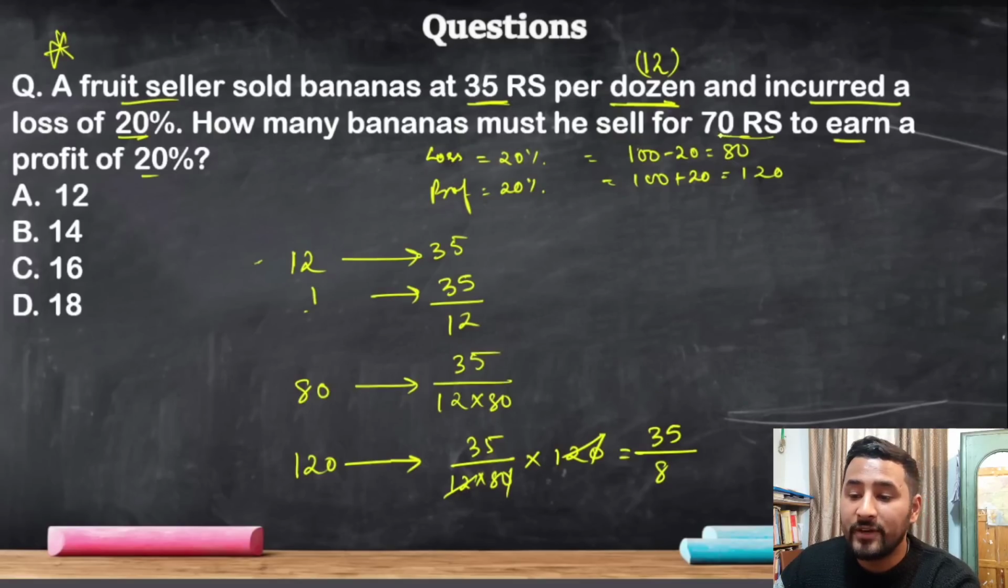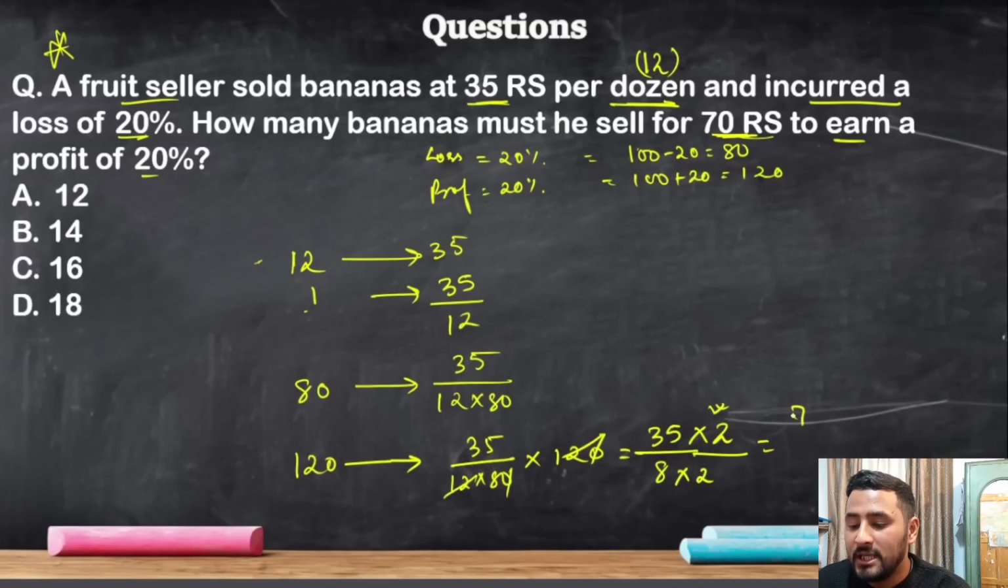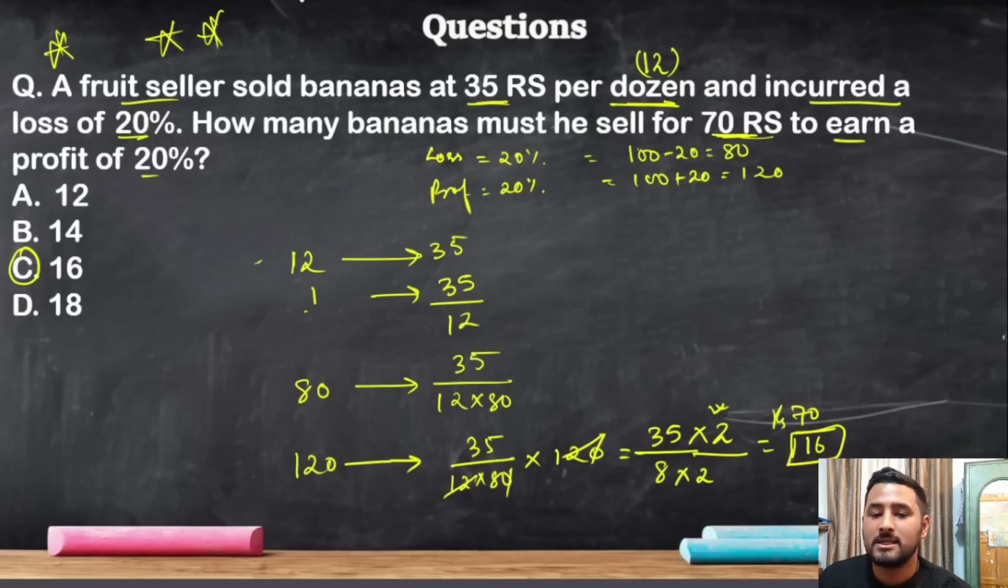What we need is for 70 rupees. How can you make this 35 as 70? Can you not just multiply 35 by 2? If you multiply the numerator by 2, you should always multiply the denominator by 2. So you'll get 70 by 16. So in rupees 70, how many items? You should sell 16 items. So our answer will be option number C. Very important question. Practice again and again, okay, to get the idea.